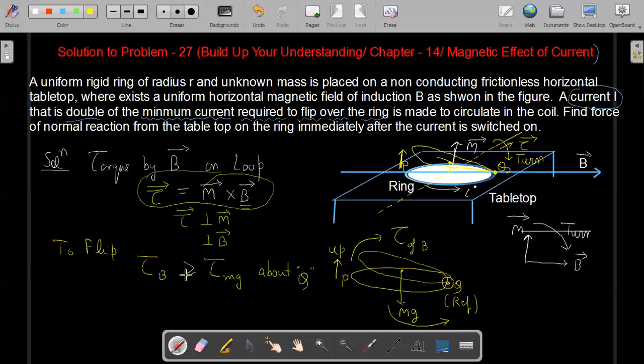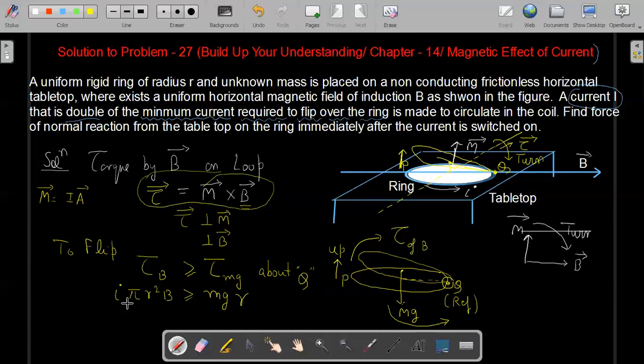In the limiting case, you can put the equal sign, which is about to flip. The torque of the magnetic field is given by the cross product M cross B, and the magnetic moment M is defined as current into area vector. So it is I, the area of this loop is pi r square, into the magnetic field B, and it should be more than the torque generated by the force of gravity, that is mg. Since we are calculating torque about point Q, we multiply the force mg with the perpendicular distance from point Q, that is R.